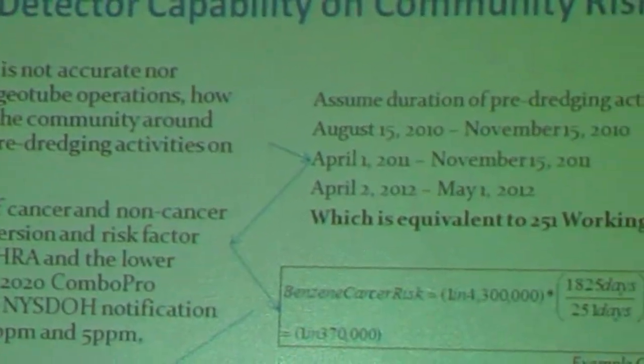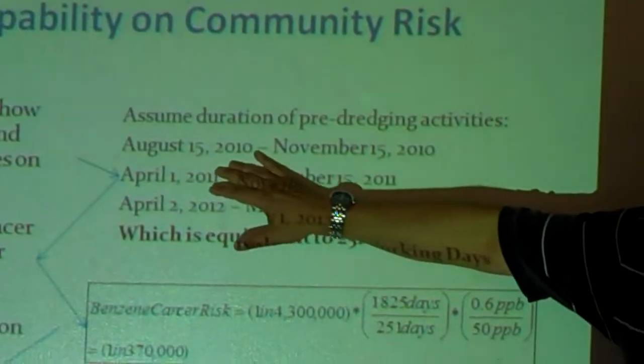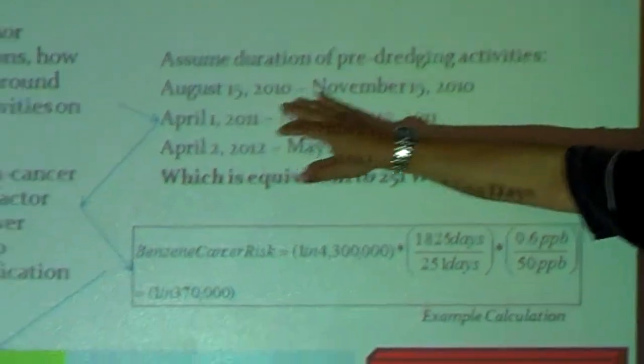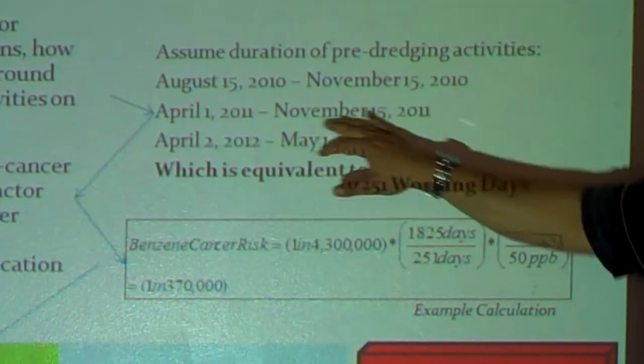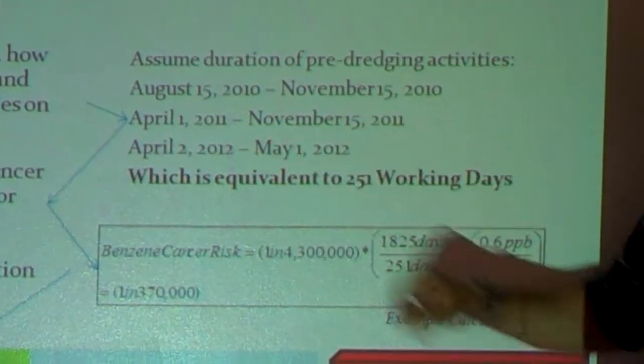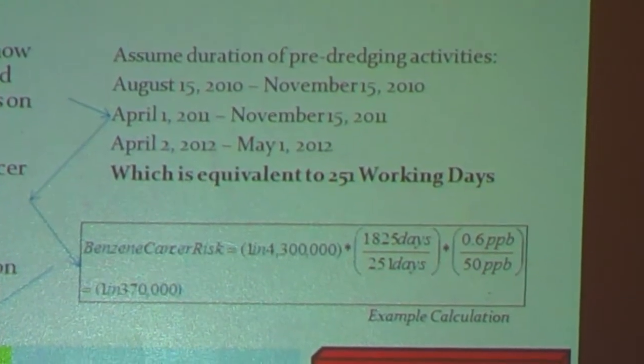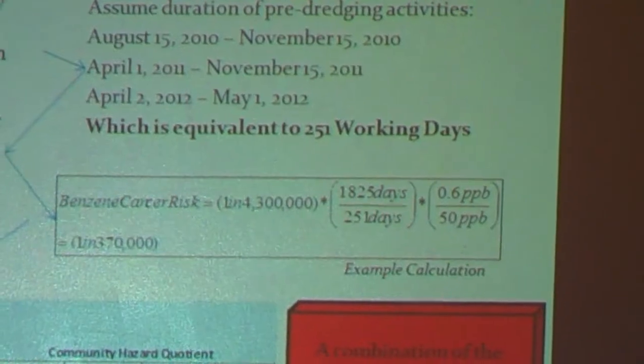Our assumptions are that in the next 2 years, Honeywell's operations will be going from August to November 2010, April to November 2011, and April to May of 2012. This is equivalent to about 251 working days.